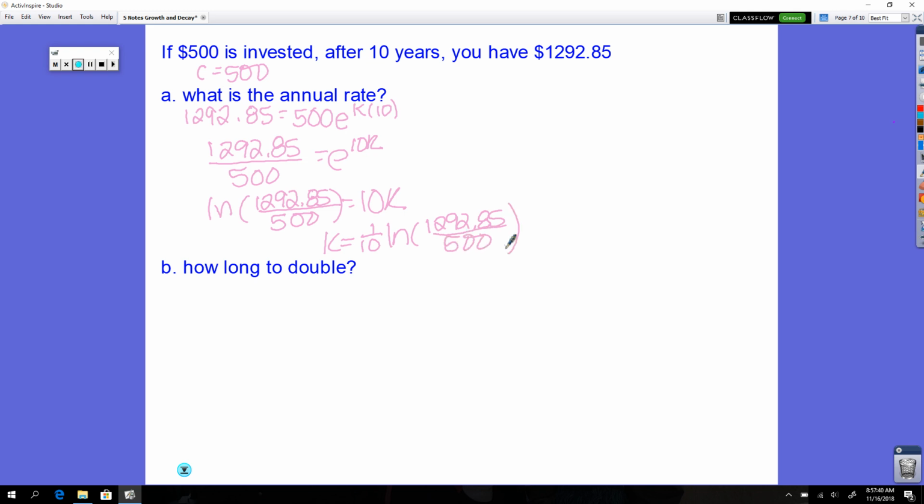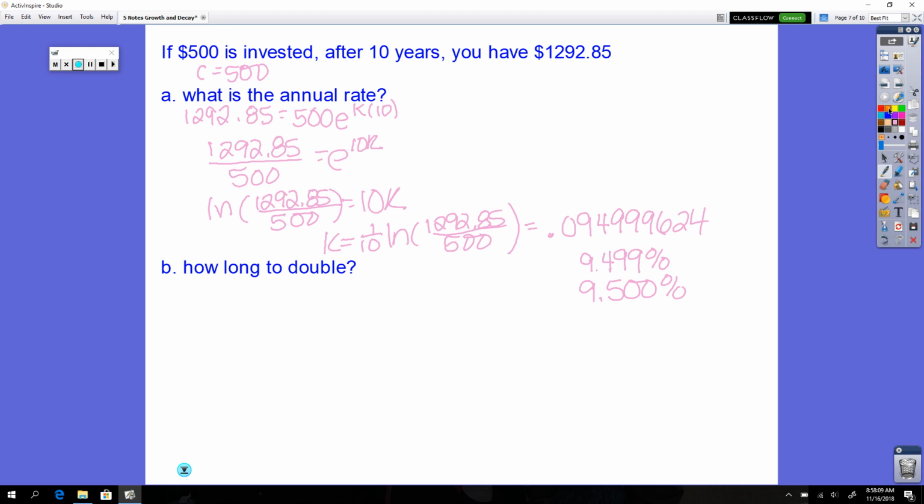And then I'm going to use a calculator. And my calculator tells me that this K value is equal to 0.094999624. And because I want the rate, I want it in terms of a percentage. So you can tell me that the percentage is either 9.499% or 9.500%.